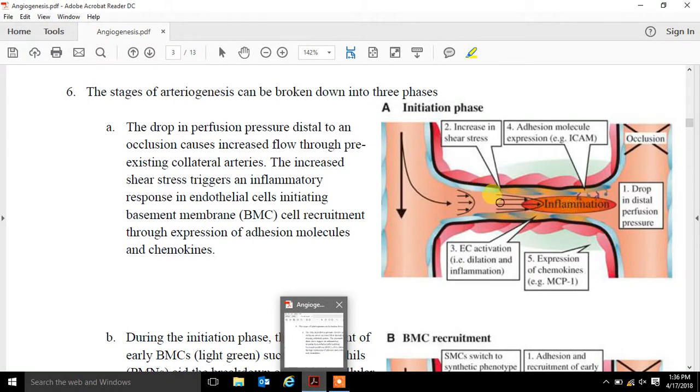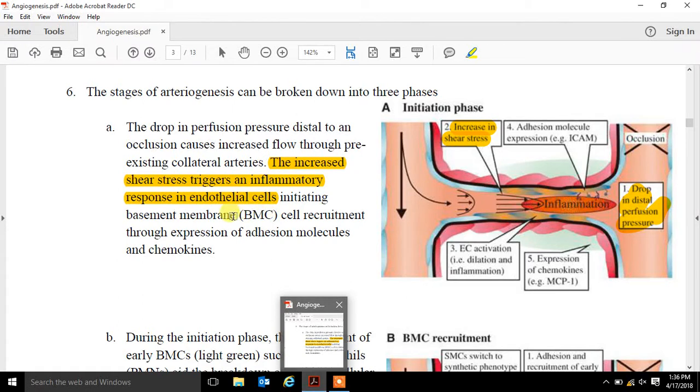It's very narrow. So with this narrowing and this increase in flow, we get this increase in shear stress. So we get a drop in pressure over here, and we get this increase in shear stress. This increased shear stress triggers an inflammatory response in endothelial cells.